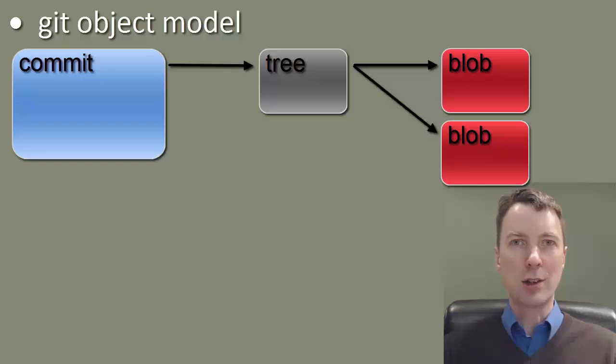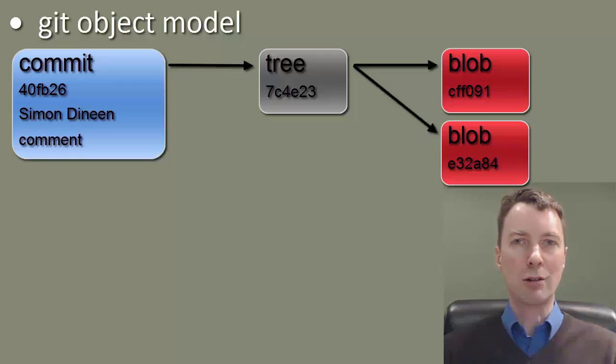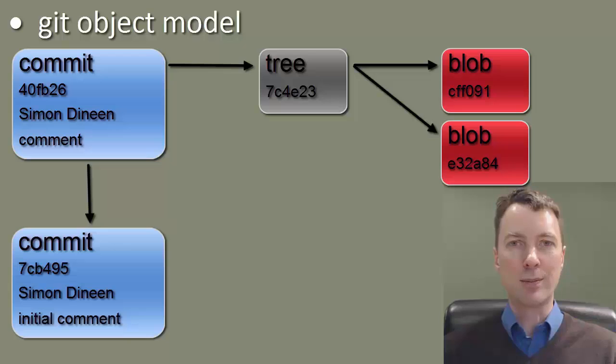Each of these objects has a unique 40-digit identifier calculated by taking the SHA-1 hash of the contents of the object. A corrupted object would generate a different checksum, so this ensures the object's integrity. A commit also has an author, a comment, and a list of 0 or more parent commits.